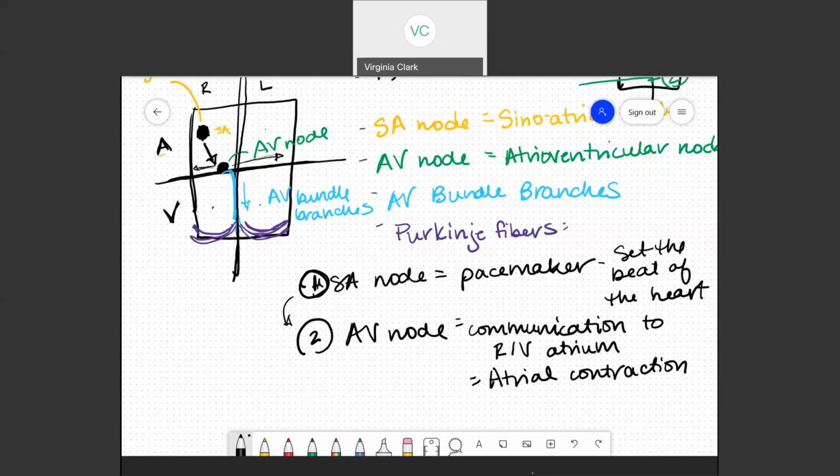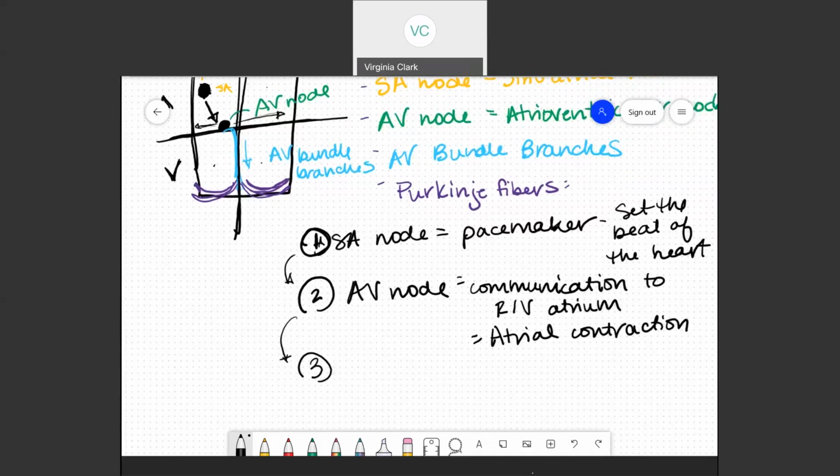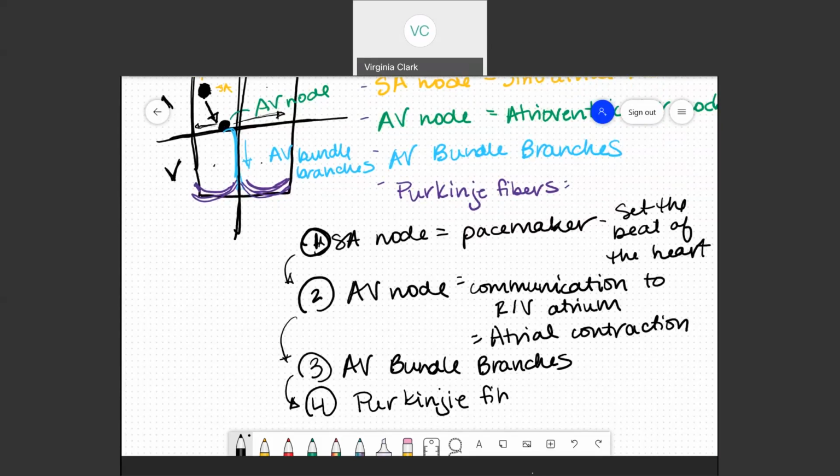Then that communication goes from your AV node down through your third step, which is your AV bundle. And as it's going down through these AV bundle branches, it's just traveling down the highway. What we are aiming for is the 4th step, which is actually going to be having the communication go through the Purkinje fibers. And just like the AV node was sending communication to the atria, the Purkinje fibers are sending communication to the ventricles.